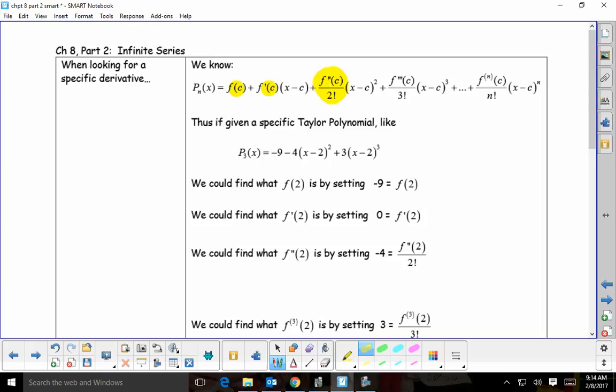For instance, f double prime of c over 2 factorial has to be in front of the squared. Agreed? So here I go and I find the squared, and I see that that was a negative 4. That means that this and this had to have corresponded. So whatever I did and simplified it to here, it had to have started from here and then simplified to that guy. Agreed?